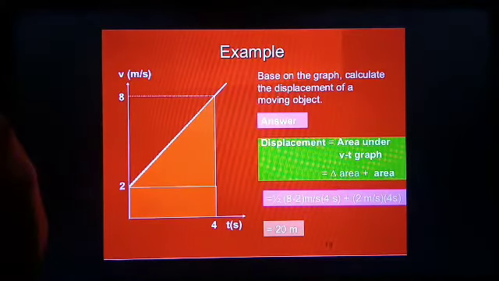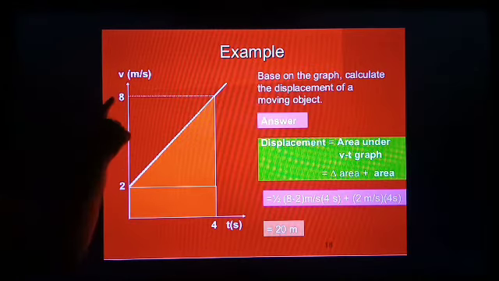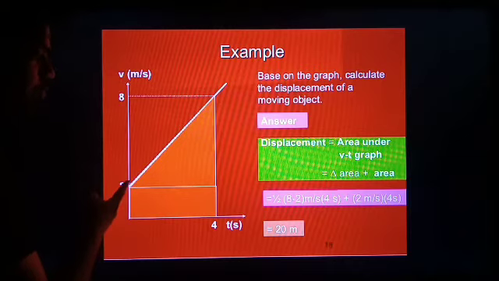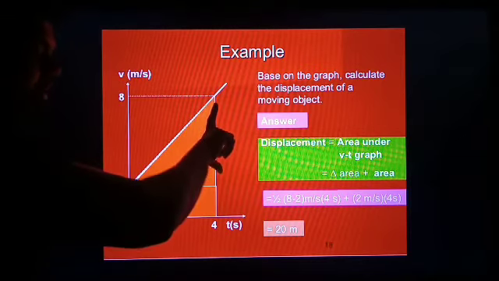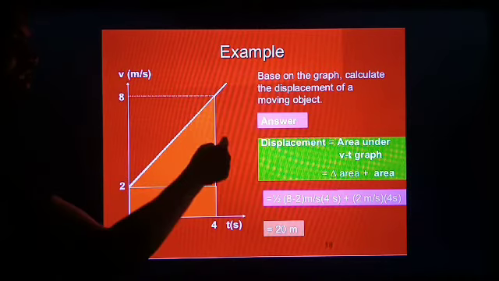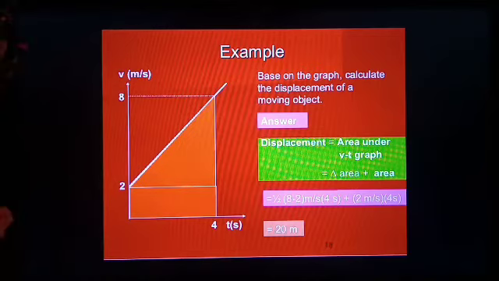Let's take an example. Suppose that the VT graph of a body is given. The initial velocity of the body was 2 and the final velocity was 8. This is V, this is U. Suppose that you are asked to calculate the acceleration. So for acceleration, you have to calculate the slope of this line. Slope means perpendicular upon base. So perpendicular will be 8 minus 2, that is 6, and base is 4, so 6 by 4. That is the acceleration of the body.